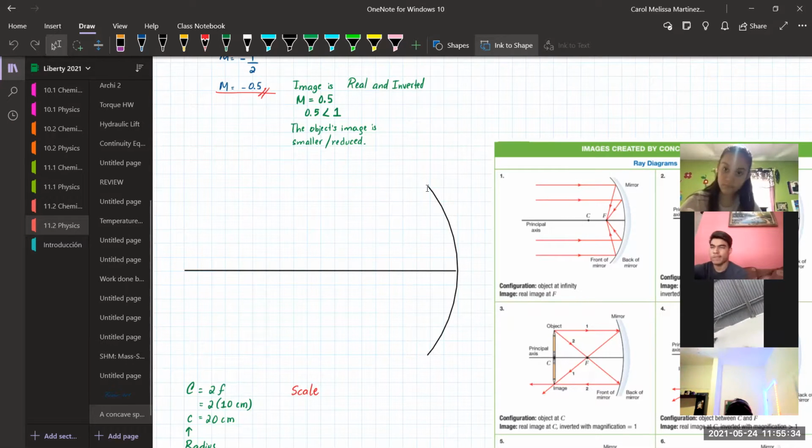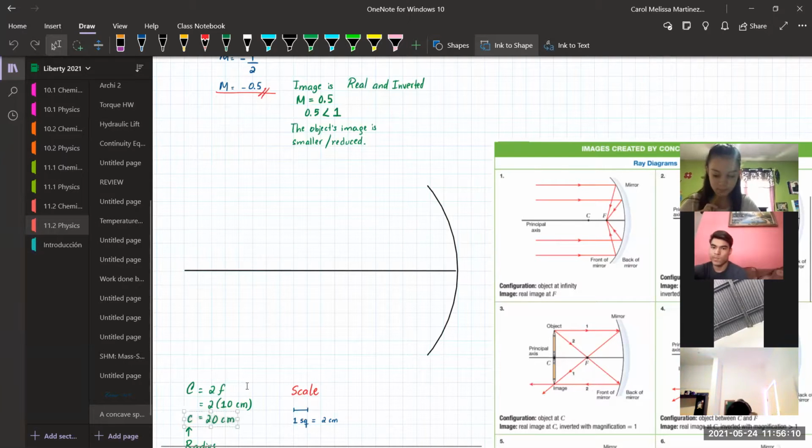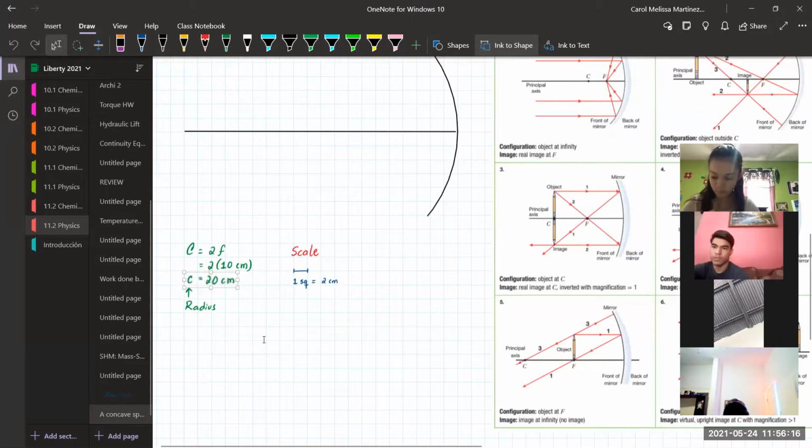For example, I can say that 1 square from your notebook is equal to 2 centimeters. Even if it's not true, I can use that as a scale. And that's the scale I use, okay? 1 square equals 2 centimeters. So, if I have 20 squares, that means 40 centimeters. So I need to locate my C, okay? That is 20 centimeters. It's going to be how many boxes, how many squares?